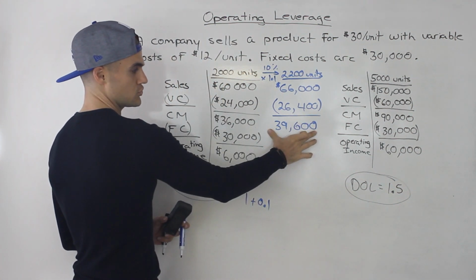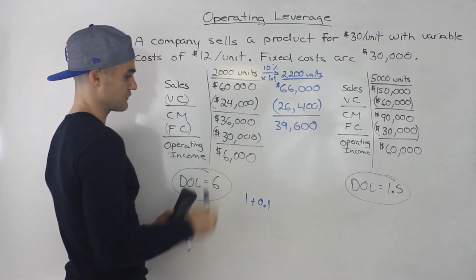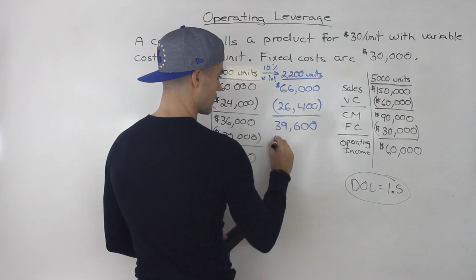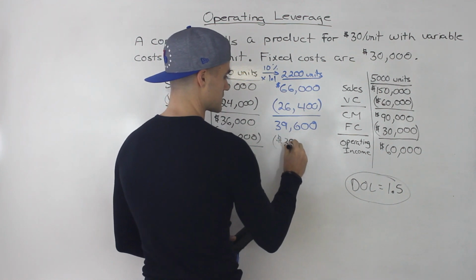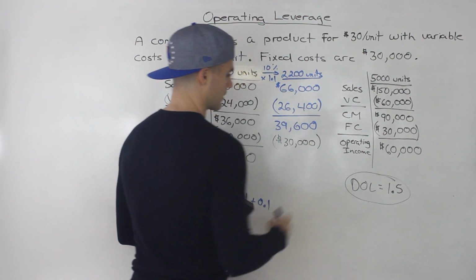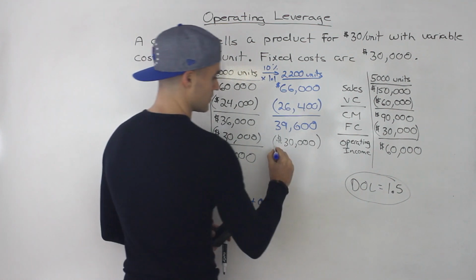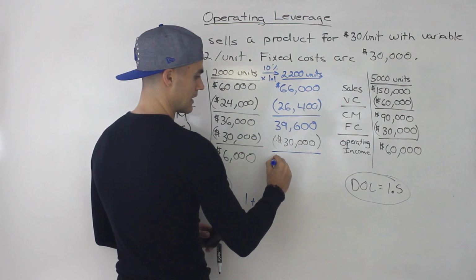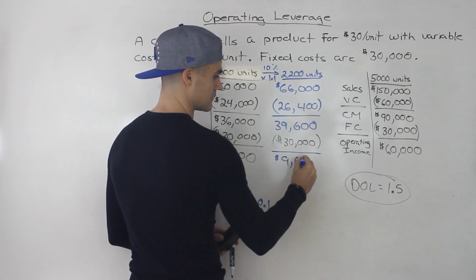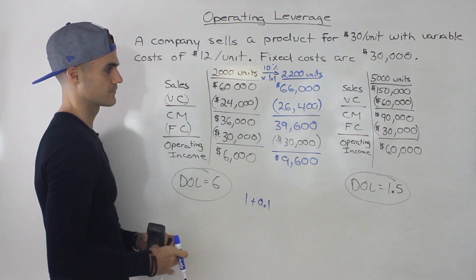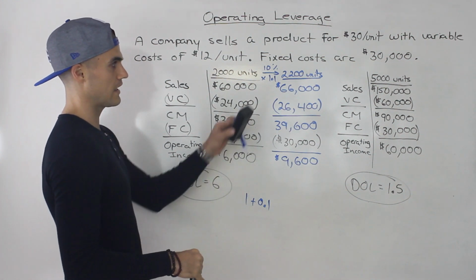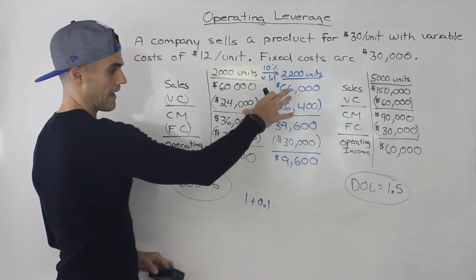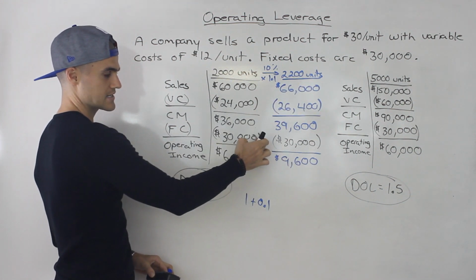So the contribution margin went up. Notice that the fixed costs are still going to stay the same, so that's still going to be 30,000. And so the operating income now is going to be 9,600. So if we change the selling level, everything on the income statement is going to change except for the fixed costs.